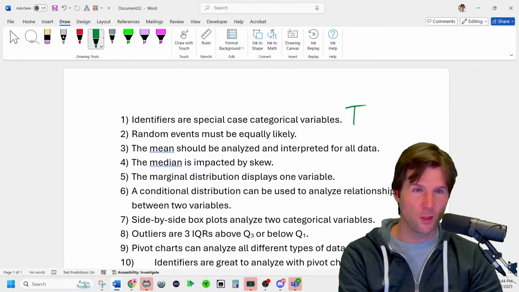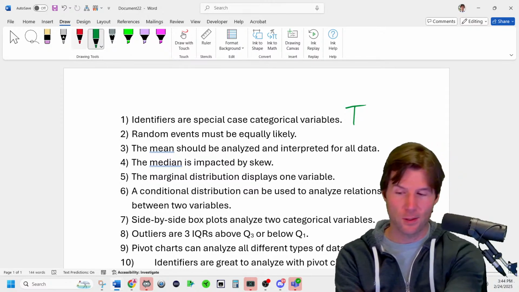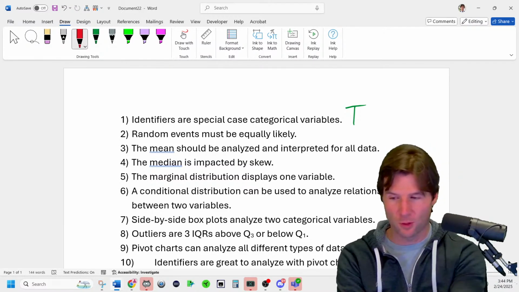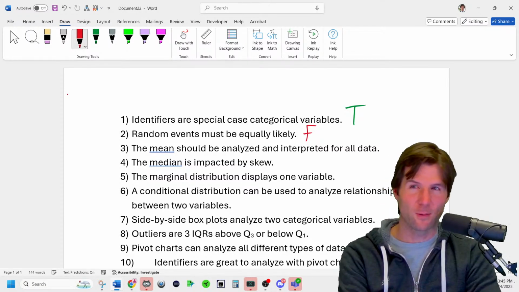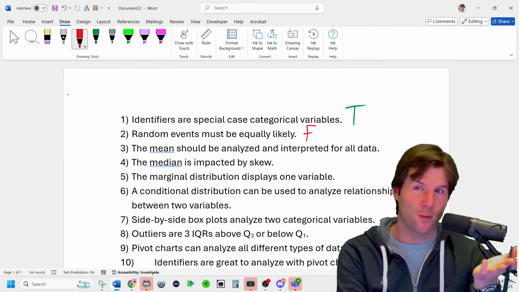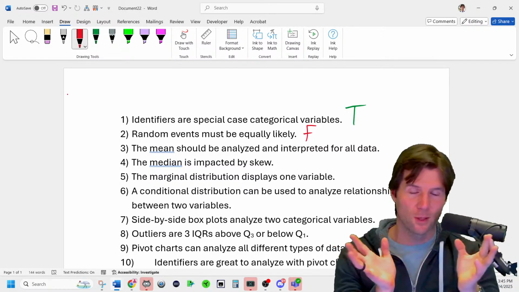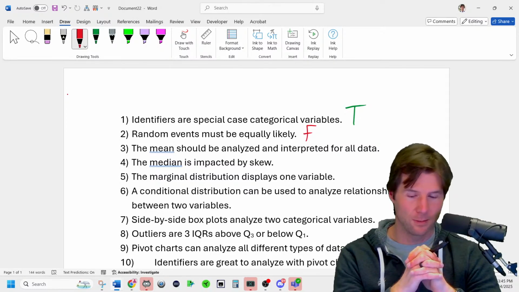Random events must be equally likely. That is false. Think of the lottery. Always try to think of examples. I've seen a lot of people put true for that. That is almost like a test question. And I see people put true for that, and it's like, well, the lottery. You might be thinking coin flips. Yeah, some random events, like things that occur randomly, can be 50-50, but nope.